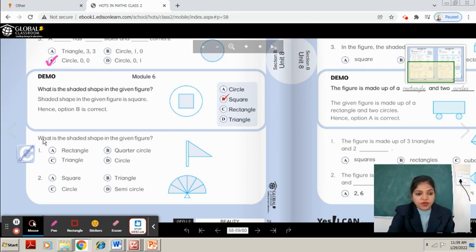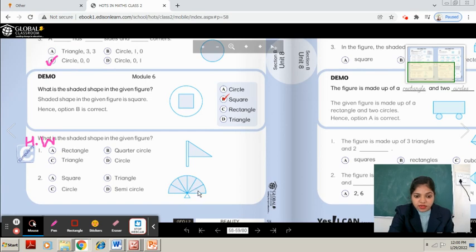So now the first question is, what is the shaded shape in the given figure? You can see, okay beta, this part is shaded and this is your homework. You will find out which is the shaded shape. Okay. Now see the second question.